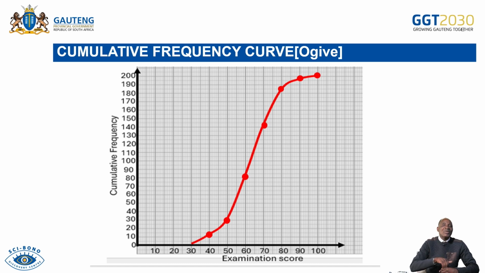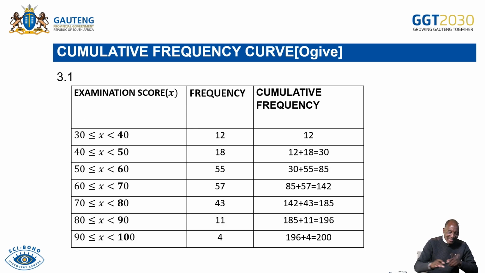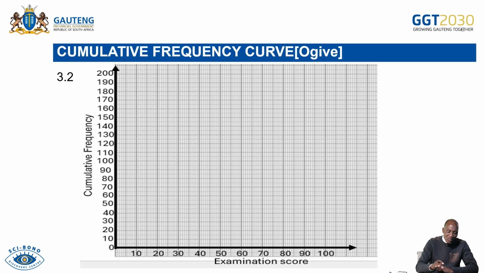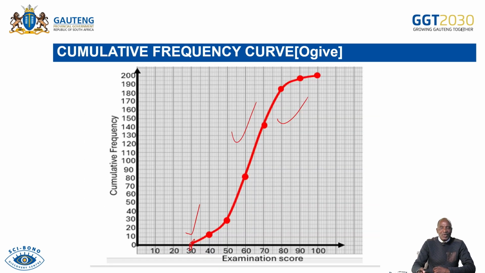This will earn you 3 marks. 1 mark for the shape, 1 mark for plotting all points correctly, then 1 mark for grounding. It must always be grounded, and we always ground it at the lower limit of the first class. When you look at your classes, the lower limit is at 30. So this time around, you are going to ground it at 30. You won't ground it at 0 because our information starts from 30. Then that becomes your graph.